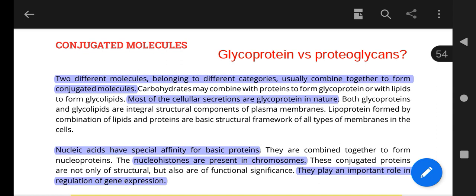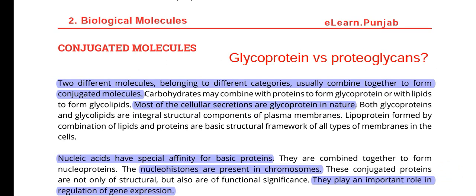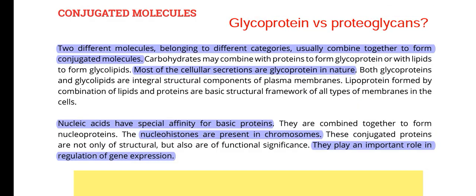There are a lot of conjugated molecules which are very important and which play an important role in maintenance of the cell and the structural components of the plasma membrane and so many. So the four examples that are most commonly asked in papers are the glycoproteins, glycolipids, lipoproteins and the nucleoproteins.